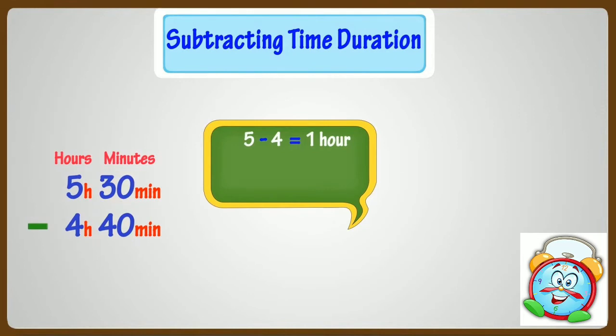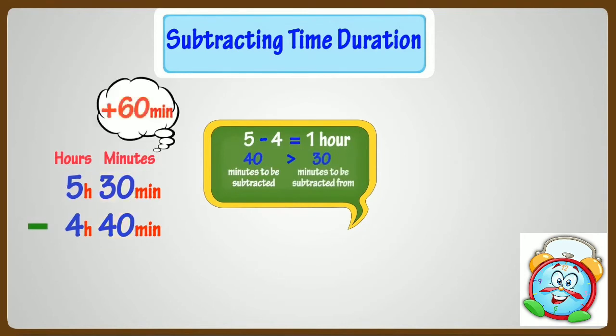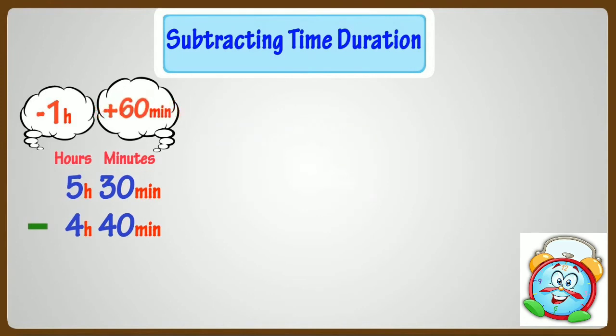Now, here is something to learn. If the minutes to be subtracted are more than the minutes from which we have to subtract, add 60 minutes to the minutes from which we have to subtract, and subtract 1 from hours. Add 60 to 30 and the minutes will become 90, and subtract 1 from hours, so the time duration will remain the same. It will be 4 hours and 90 minutes. Now you can subtract minutes from minutes.